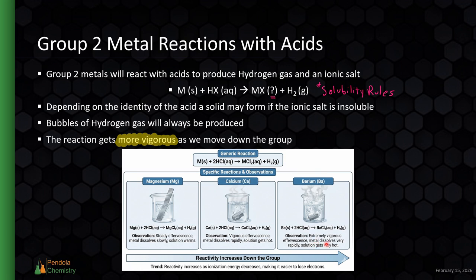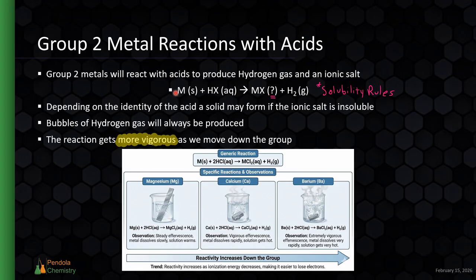It dissolves very quickly, the bubbles are made very fast, and the solution gets even hotter. That's because the reactivity increases as the ionization energy decreases when we move down the group, making it easier for those electrons to be lost. So the reaction itself is identical for every single metal, but the observations get more drastic. We still get bubbles, we still get warmth because of the exothermic reaction, but these are more severe as we go down the group.